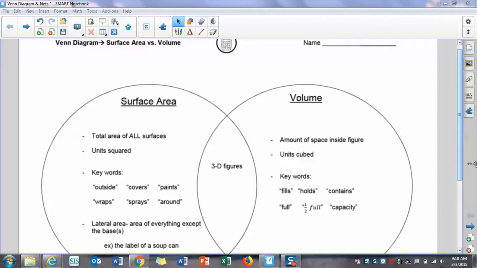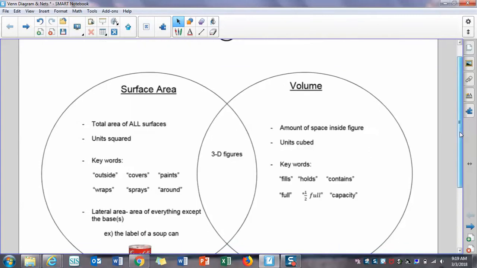So today we're going to talk about surface area and volume. In this upcoming unit, we're going to find the surface area and volume of different three-dimensional shapes. So we want to look at what the differences are between these two words. Now, if we look carefully, surface area here, that's going to be the total area of all surfaces.